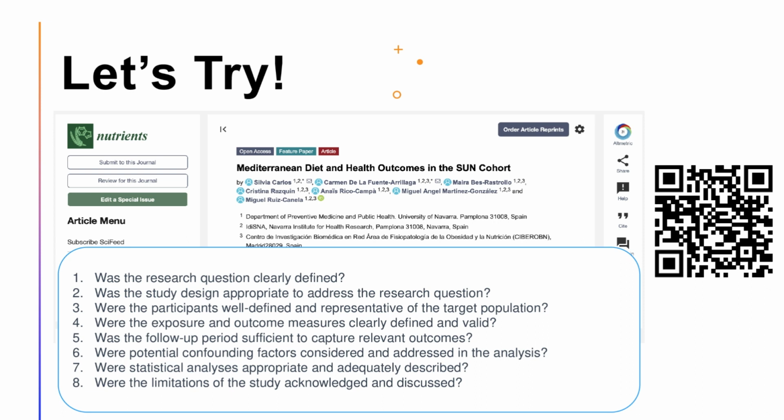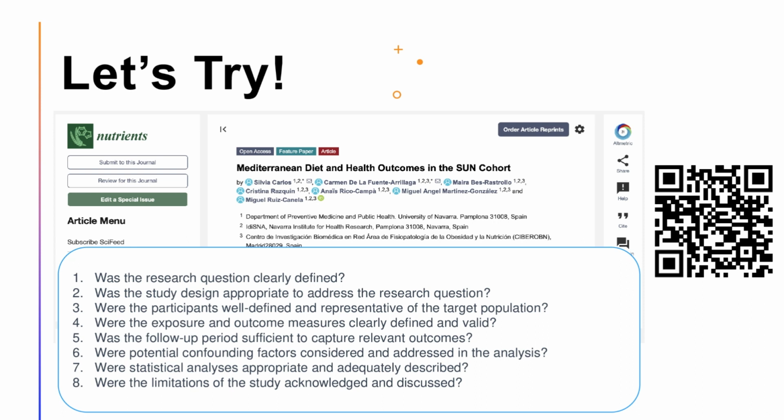Next, were the exposure and outcome measures clearly defined and valid? So this study actually used a validated food frequency questionnaire to assess adherence to the Mediterranean diet. This questionnaire has been widely used and validated in previous research. Health outcomes were assessed through follow-up questionnaires and medical records, ensuring a valid and objective measurement. Okay.